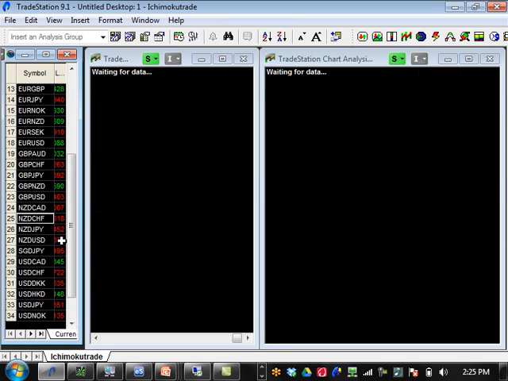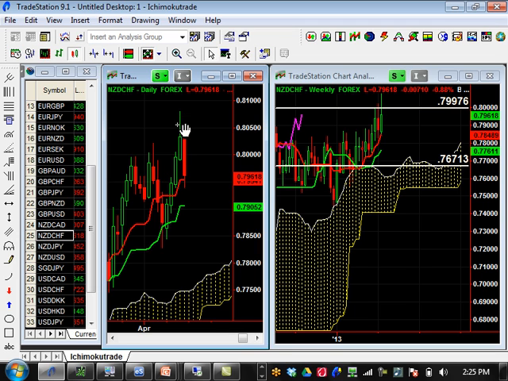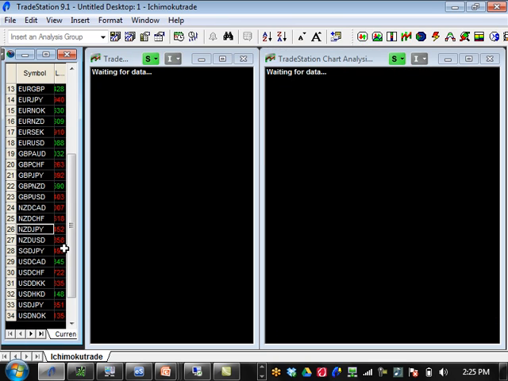New Zealand Swissy here. Really, if you look here, this kind of poked its head out against the resistance, and then came down. But you could see this thing's retesting its resistance right at 79.97. It's kind of its minor resistance right now. Support is basically 76.71.